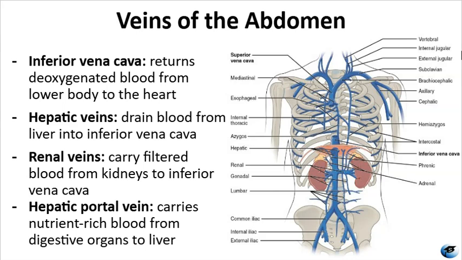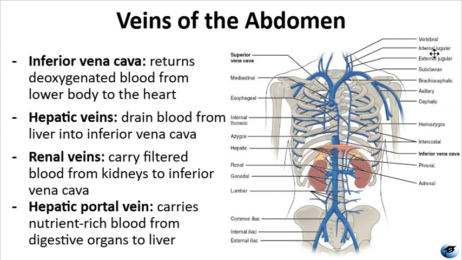This is the largest vein in the lower body. It collects deoxygenated blood from below the diaphragm and returns it to the right atrium of the heart. It runs alongside the abdominal aorta, but unlike arteries, veins converge into the IVC, the inferior vena cava, from both paired and unpaired abdominal structures.